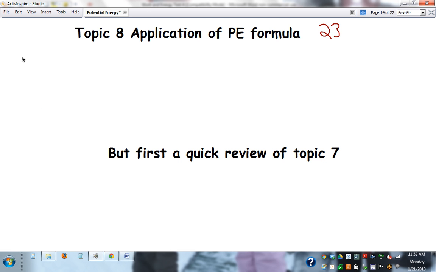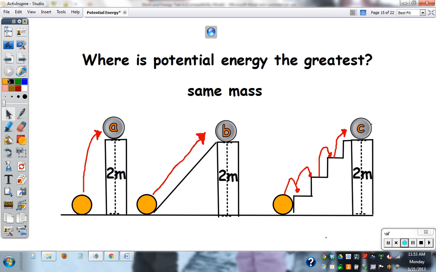But first, let's do a quick review. No need to write here, just think about it. Where is potential energy the greatest if the mass is the same? The potential energy is the same for all of them. They're the same height, and they're the same mass, which means that it takes the same amount of work to lift them all to that spot. So this one's the hardest one.